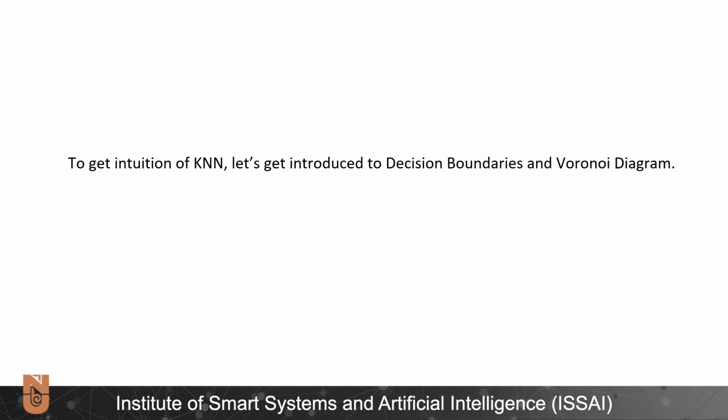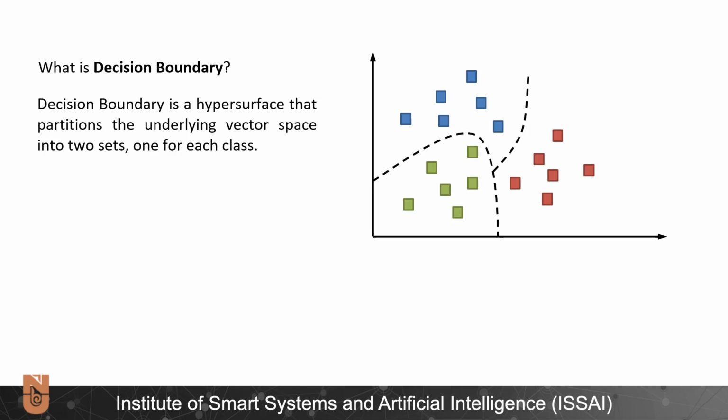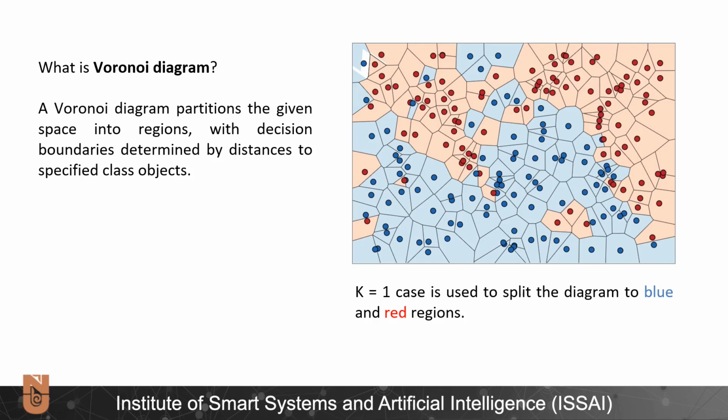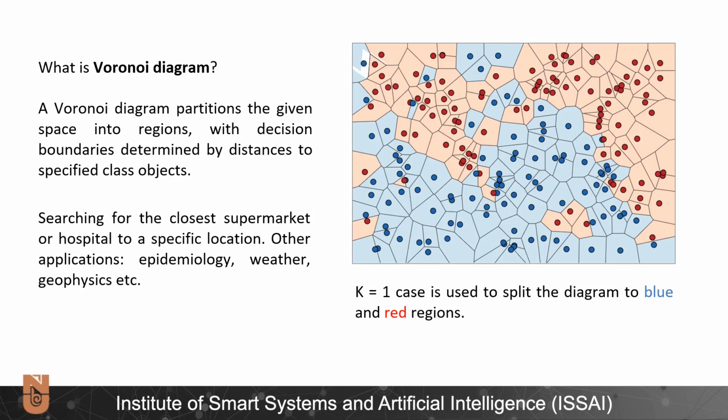We have covered KNN, and to get better intuition of it, let's get introduced to decision boundaries and Voronoi diagram. Decision boundary is a hypersurface that is used to partition the underlying vector space into two sets, one for each class. And Voronoi diagram partitions the given space into regions with decision boundaries determined by distances to specified class objects. An example of application of Voronoi diagram is searching for the closest supermarket or hospital to a specific location. Other applications are epidemiology, weather, geophysics, etc. On this diagram, k=1 case is used to split the diagram to blue and red regions.